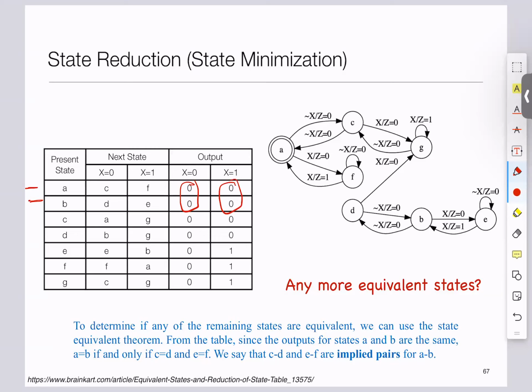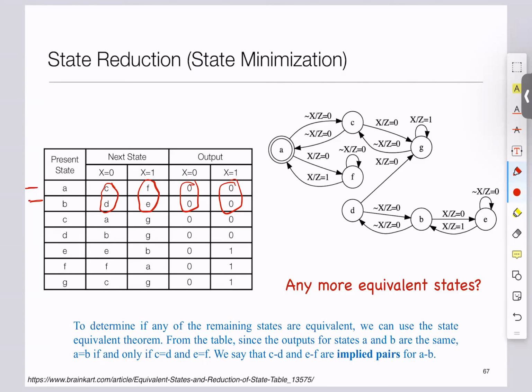So they are possible candidates, but they are going to be equivalent only if C and D are equivalent and F and E are equivalent, right? That condition has to hold true. Our theorem said two states are equivalent if they have the same output under the same inputs, and under the same inputs, they go to the equivalent states. So A and B will be equivalent if and only if C is equivalent to D and F is equivalent to E. Okay, so I can rely on forming these kind of pairs.